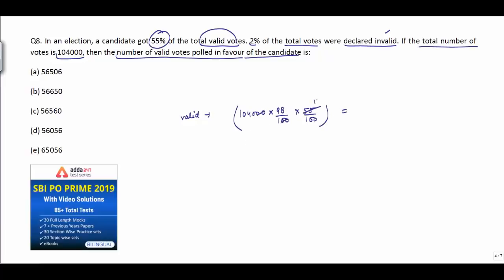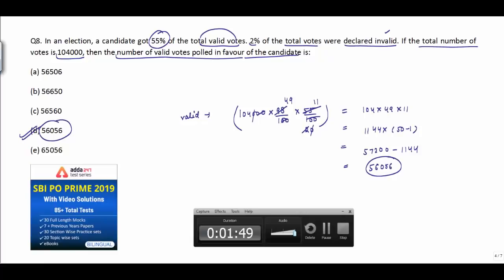2 zeros, 5 11 times, 5 20 times, one of the zeros, 2, this is what, 49 times. Yes. So 104 into 49 into 11 is what we need to find. 44 into 49. 49 can be written as 50 minus 1. 54, 20 carry 2, 20, 2 carry 2, 51, 52, 7, 5 and 5, minus 1144. So this is what, 100 minus 44 is 56, 1 minus 1 is 0, 7 minus 1 is 6. 56056 is the required number of votes, which has been given in option D as the correct choice.